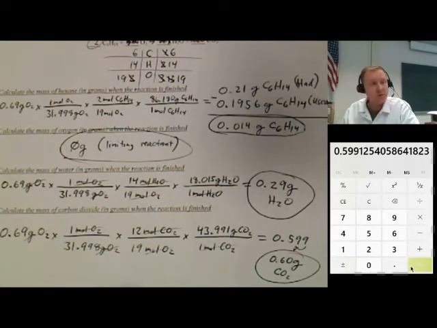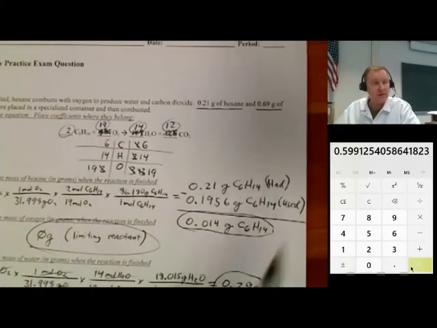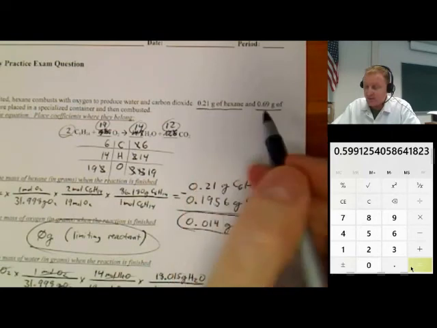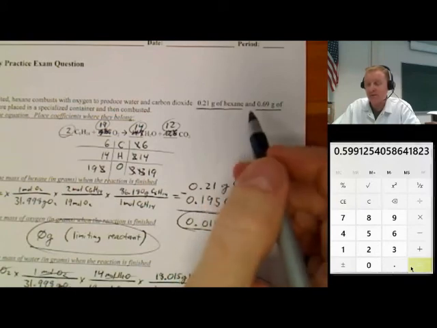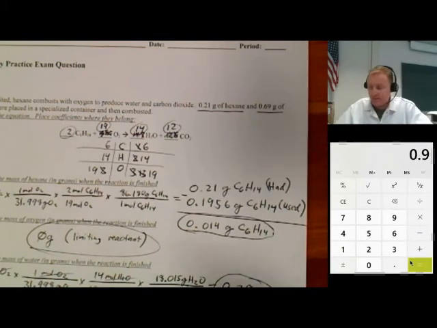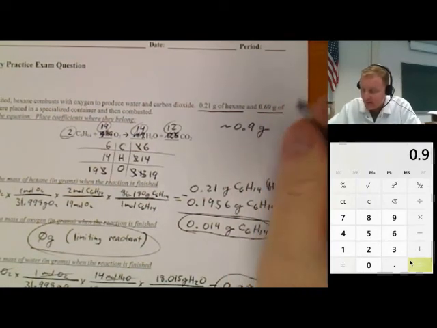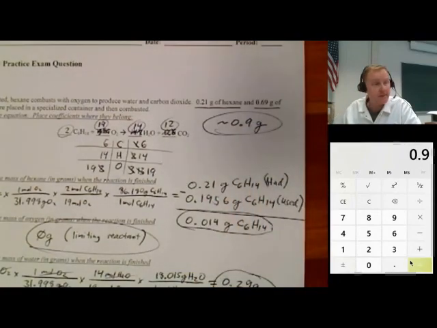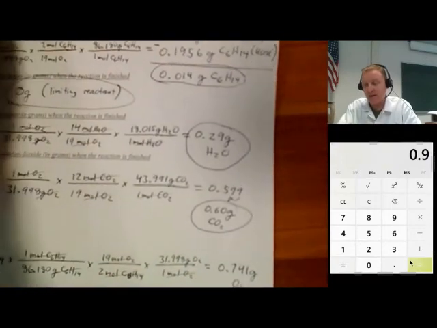Just to double check your work real quick, a good thing to do if you've gone through all this work is take a look at what we started with. What we started with was 0.21 and 0.69. Remember the law of conservation of mass, that matter won't be created nor destroyed. So if we take these two numbers and just say 0.21 plus 0.69, we have roughly 0.9 grams. That's what we started with. If we take a look at what we end with, it should be the same number.